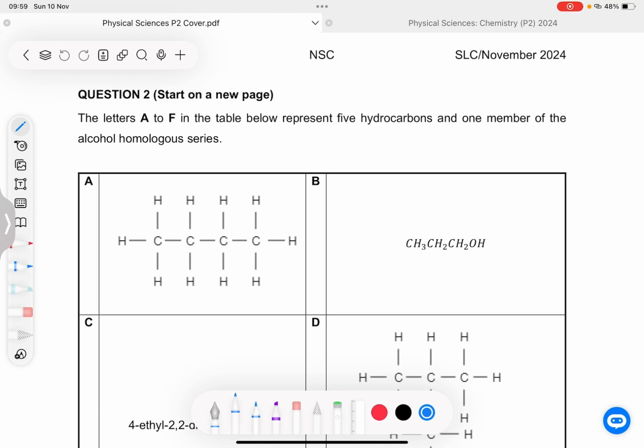Question 2 of your paper tomorrow will begin with organic chemistry, particularly introduction to organic chemistry. This question usually tests the basics of organic chemistry. Now we'll begin our question.